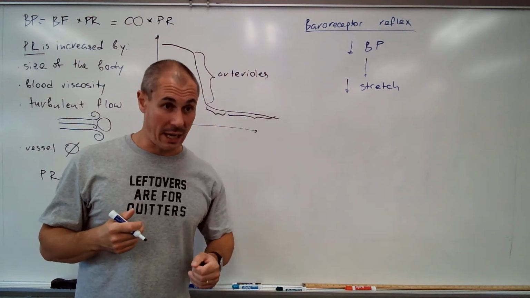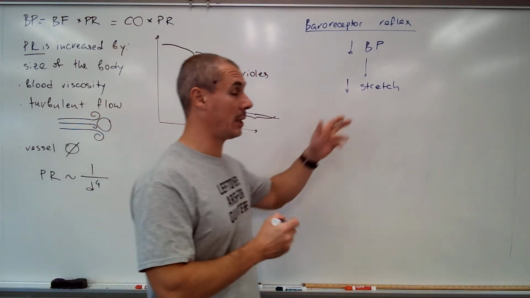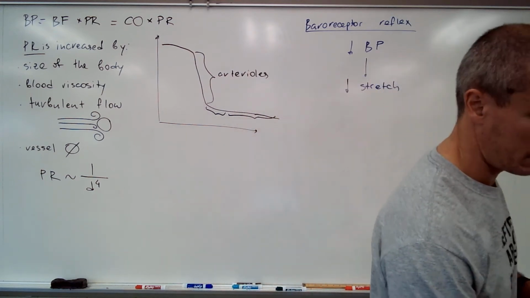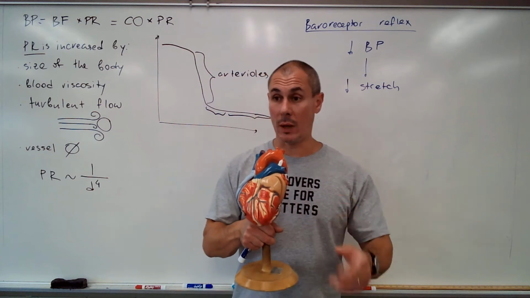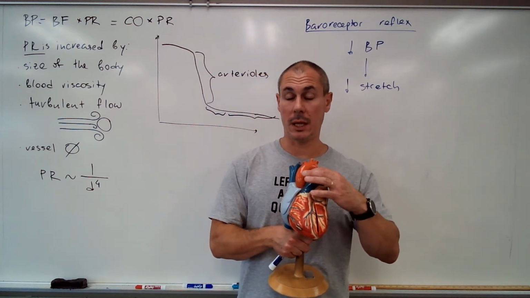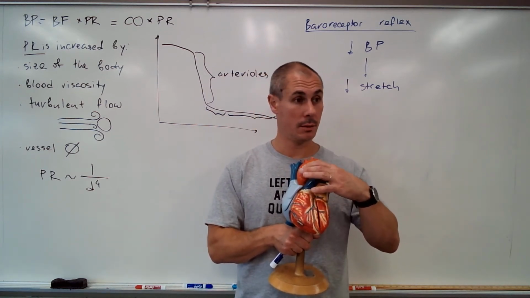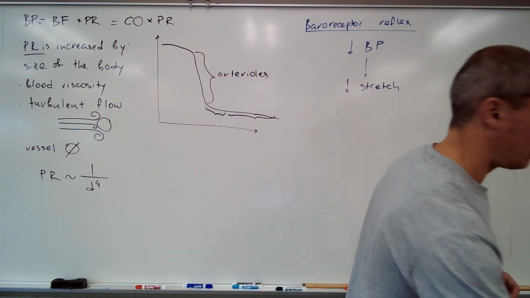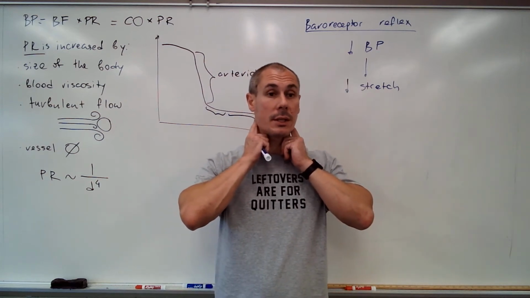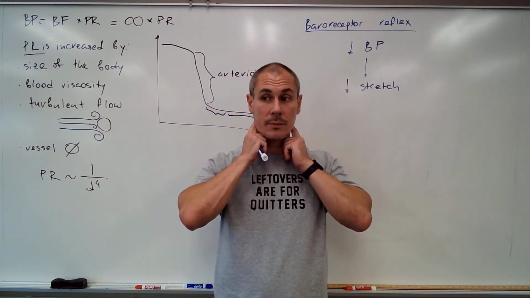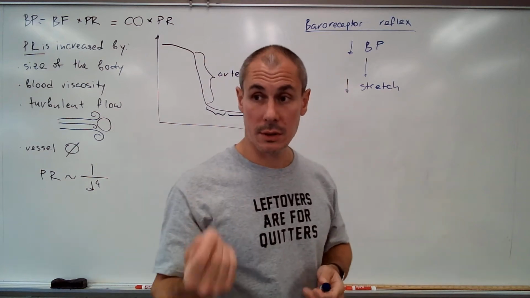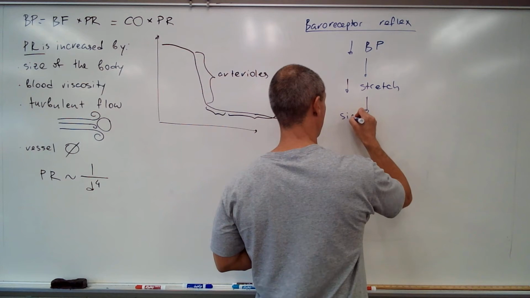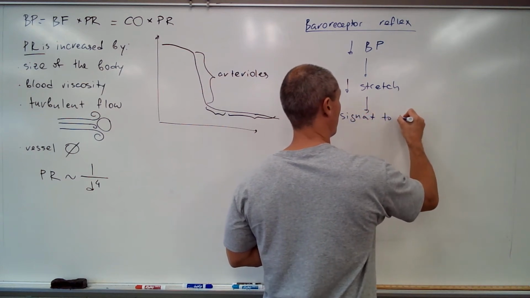is detected by baroreceptors. Baroreceptors for blood pressure are located in two main locations. Sorry for the tautology. One place is the aortic sinus, right about here. So baroreceptors are located in the aorta, and they are located in the carotid sinuses here. When they sense this reduced stretch, they send the signal to medulla oblongata.